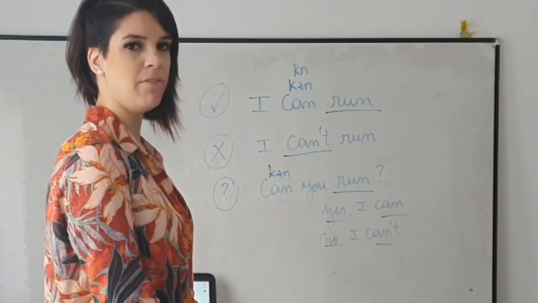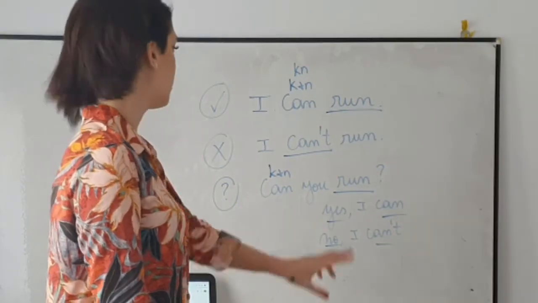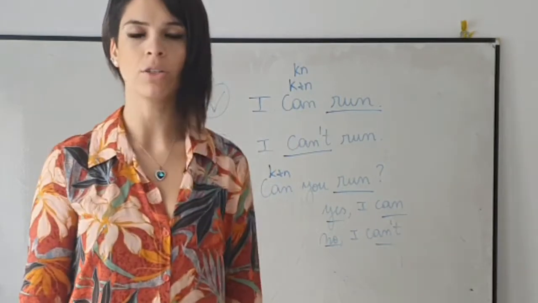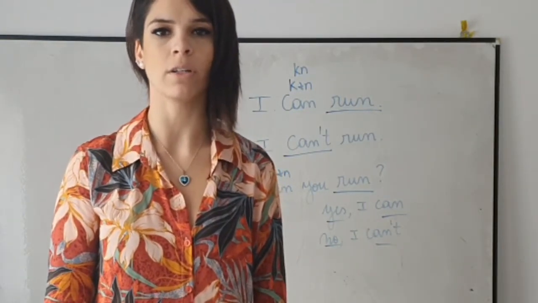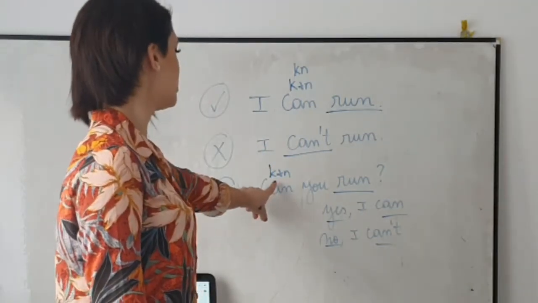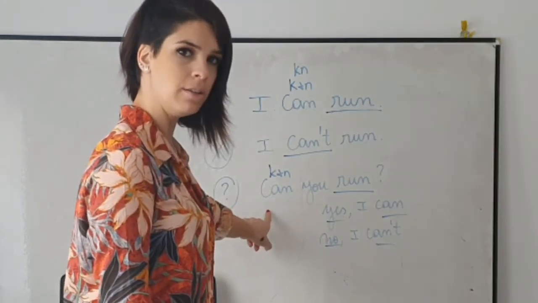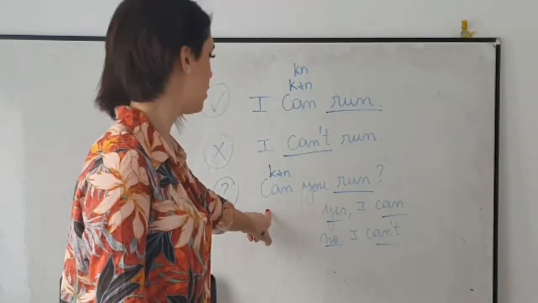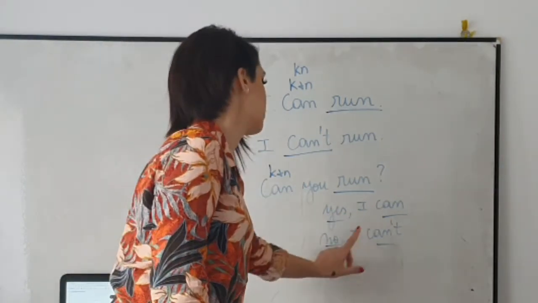So affirmative, I can run. Negative, I can't run. The pronunciation has a strong R. Okay? And then in the question, again, you have to say, can you run? Can you run? Yes, I can. No, I can't. So here you stress both words.